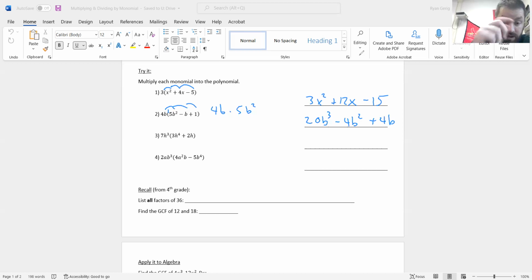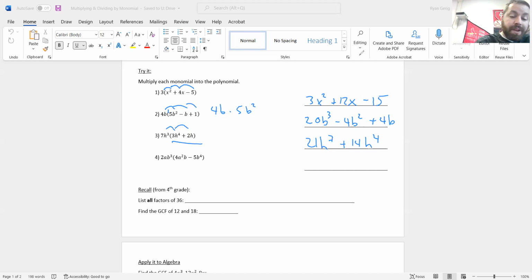Right. Number 3, 7h to the third. 7 times 3 is 21. I have 3 h's that I'm putting with 4 h's. That's 7 h's. 7 times 2 is 14. And then I have 3 h's putting with 1 h that's already there. I now have 4 h's. Essentially, I'm using verbiage that I want you to think of. I'm adding 3 h's into each of those terms that is inside the polynomial. So adding 3 h's in, I went from 4 h's to 7 h's. I had 1 h, now I have 4 h's.